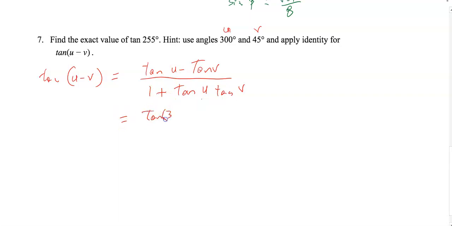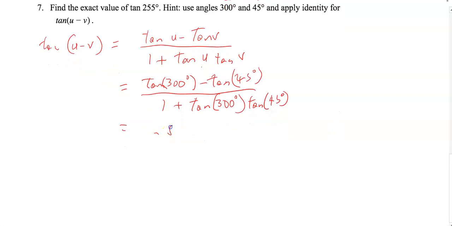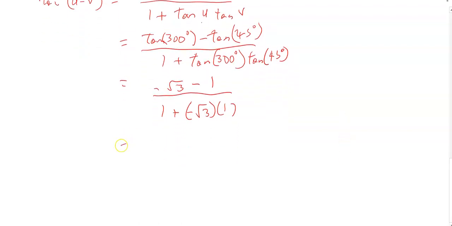Plug in: tan of 300 degrees minus tan of 45 degrees, over 1 plus tan of 300 degrees times the tan of 45 degrees. The tan of 300 degrees was negative radical 3, minus the tan of 45, which was 1, over 1 plus negative radical 3 times 1. Then from here on, it's just algebra. We have negative root 3 minus 1 over 1 minus radical 3.